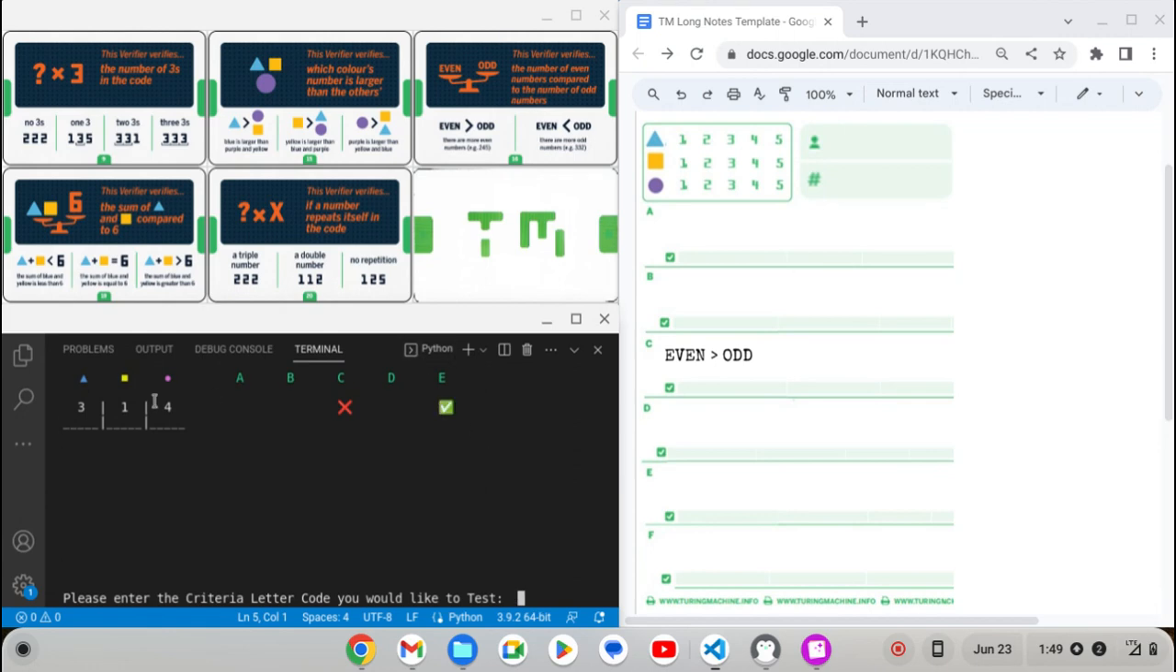Okay, so the Turing machine does approve of my proposal. Again, my proposal is 314. Notice that there are no repetitions. They're all unique. So that's what I'm going to write down in my notes in section E, that there are no repetitions.